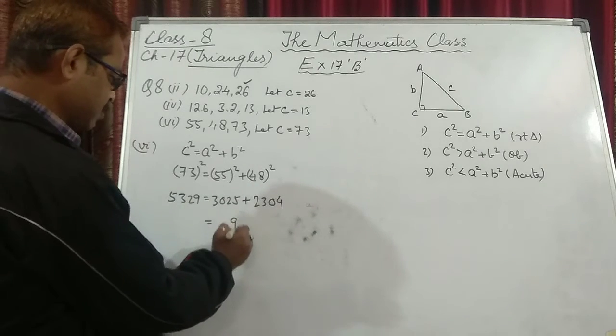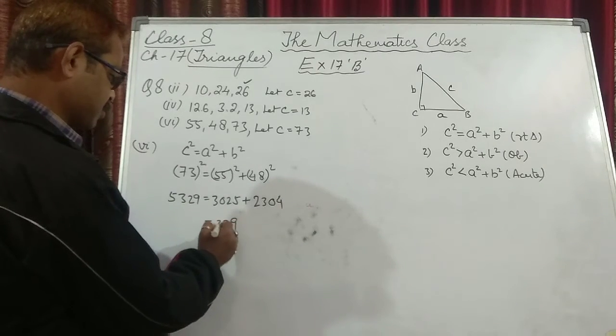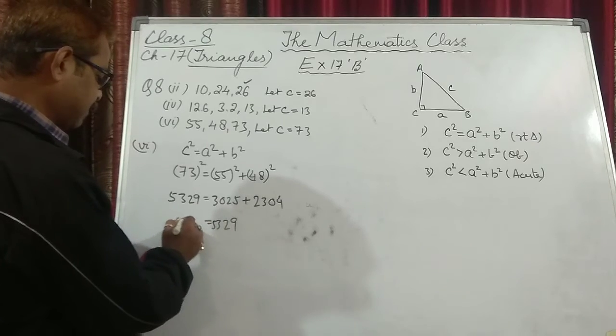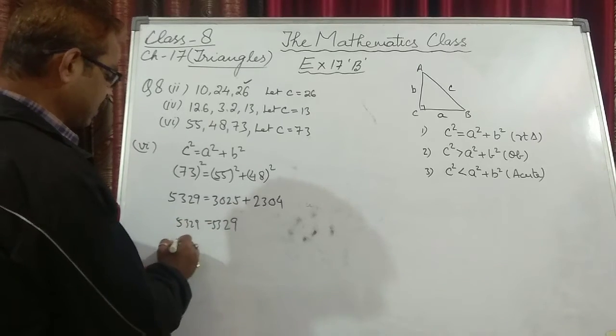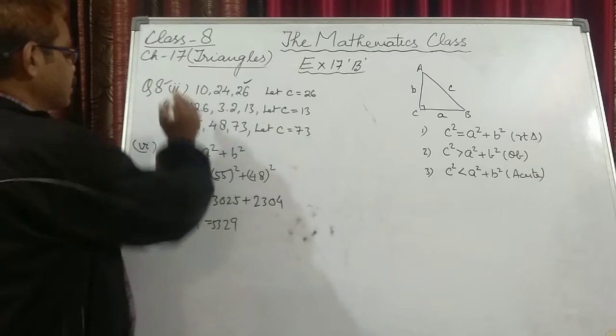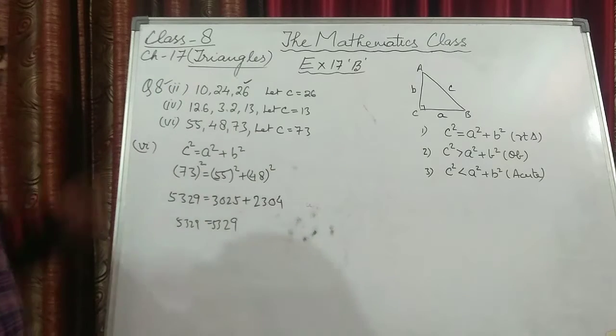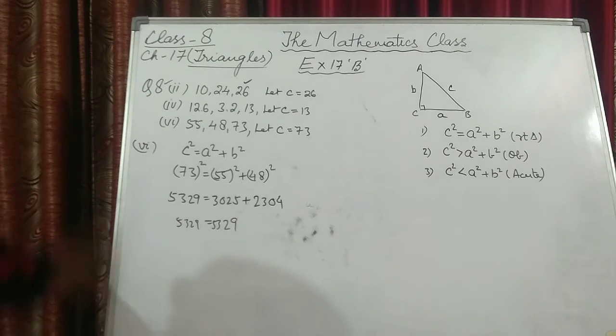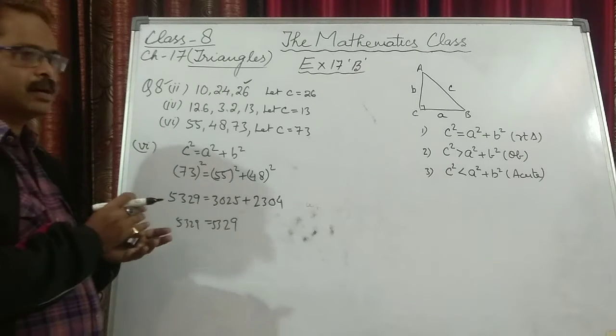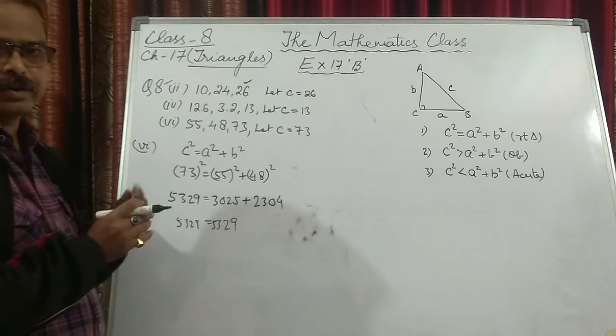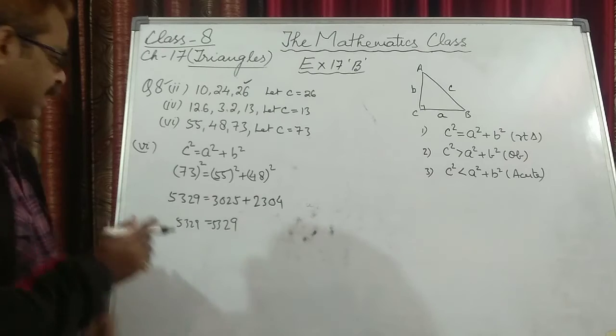5 and 4 is 9, 2 and 0 is 2, 3 and 0 is 3, 3 and 2 is 5. 5329 is equal to 5329. Therefore, all these three that we have taken, second part, fourth part and sixth part, all these sides are the sides of a right angle triangle.